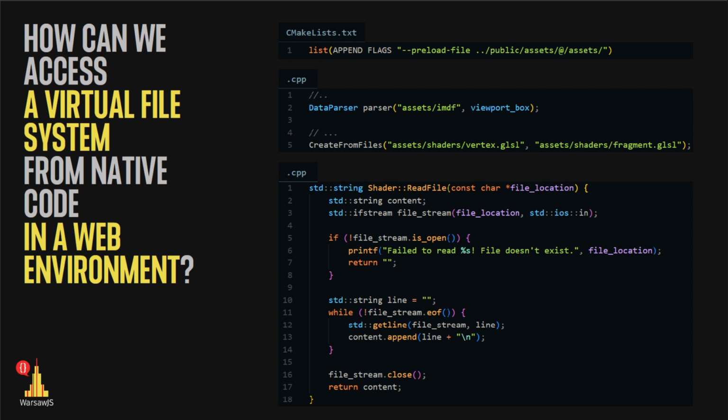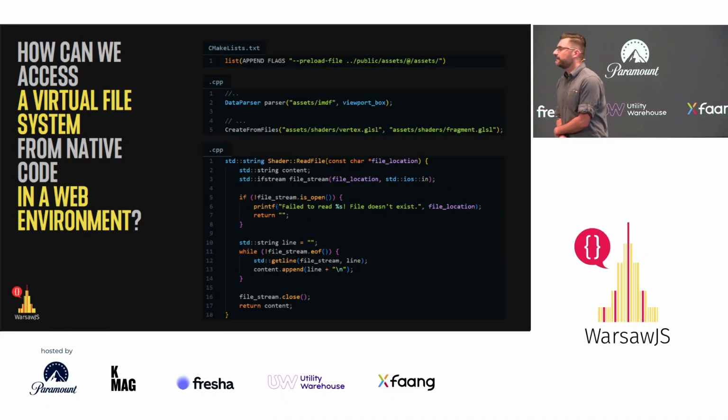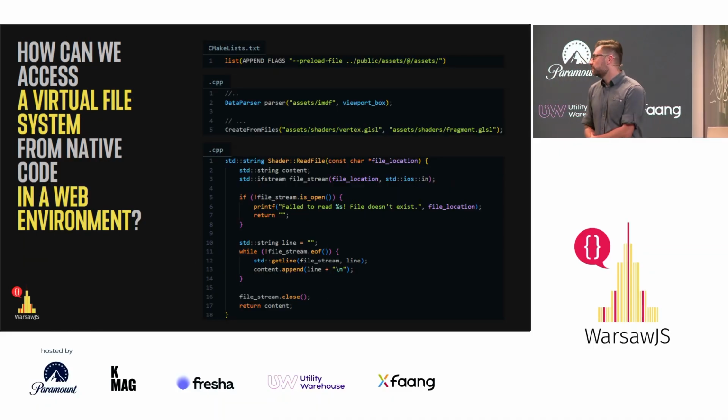In the next snippet, you see I load assets /imdf, and I load the vertex shader and fragment shader. And in the C++ snippet there's a read file function. I pass the file name, and there's a simple file input stream to load it.